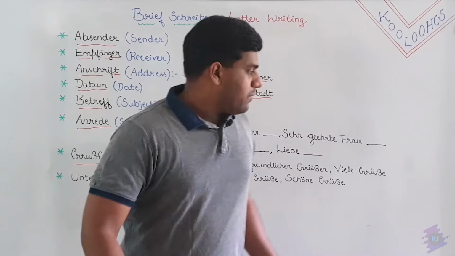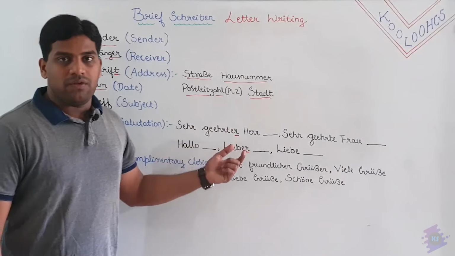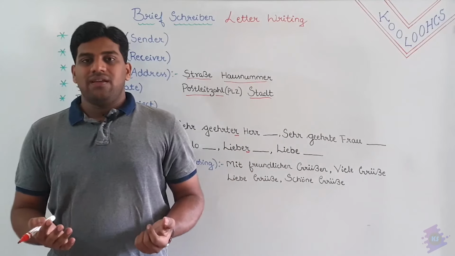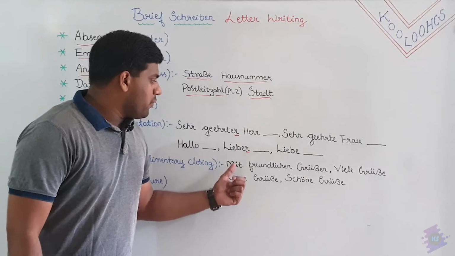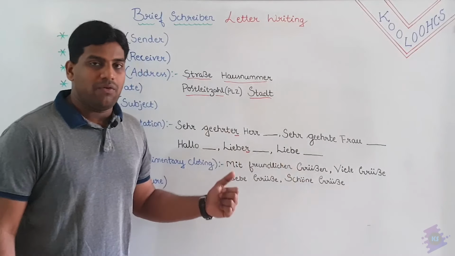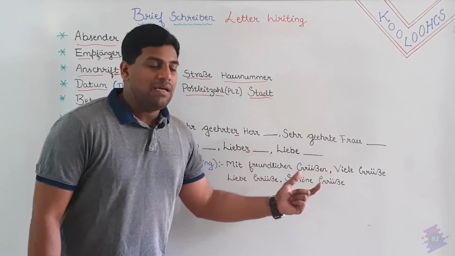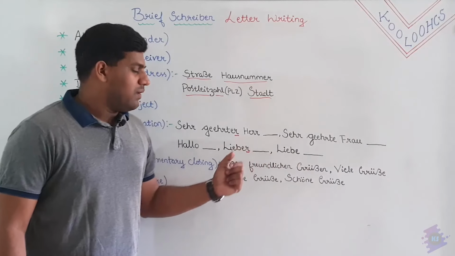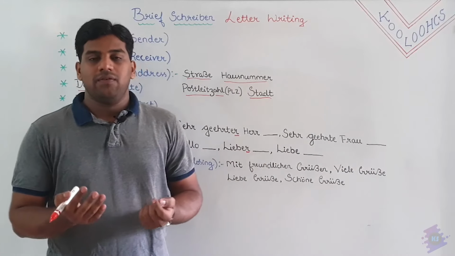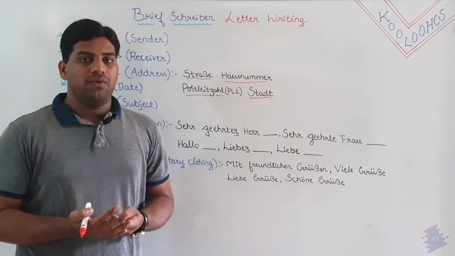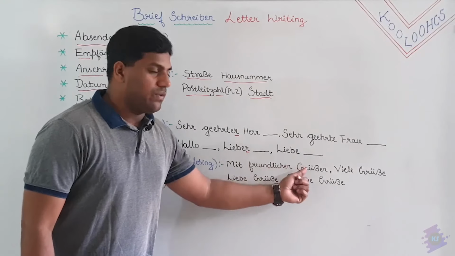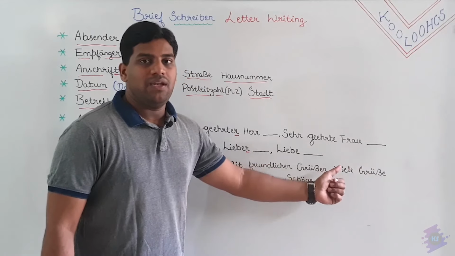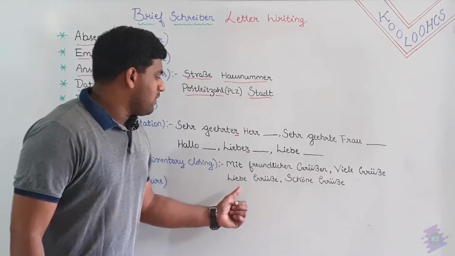Here are the different ways of giving a complimentary closing or Gruß formal. To say yours sincerely or yours truly will be Mit freundlichen Grüßen. This is a formal way. Literally it means with friendly regards or with friendly greetings, but you use it in place of yours sincerely or yours truly. You can also specify like this: Viele Grüße. This is also possible.